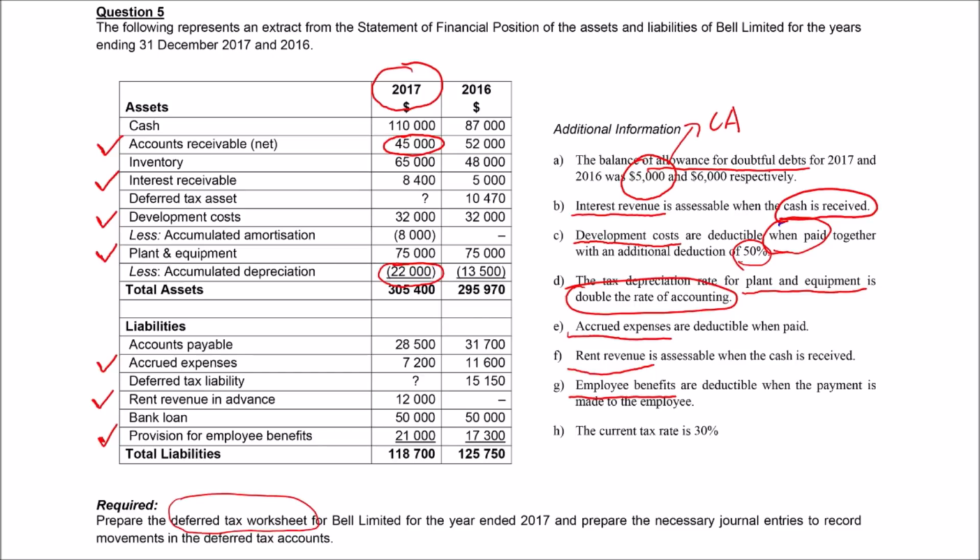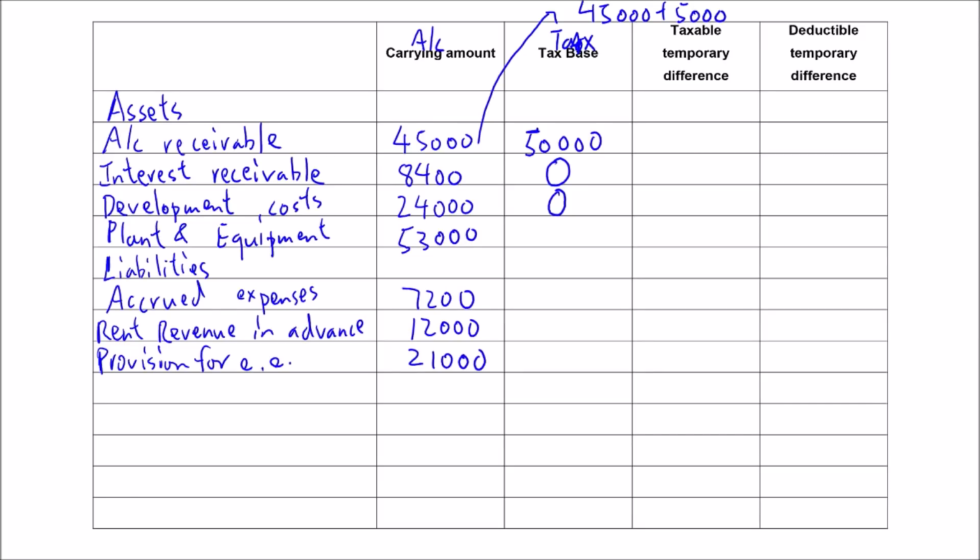So if you go back to the worksheet and try to work out the tax base of plant and equipment, you'll notice that the original cost is $75,000 and you want to minus double of $22,000, which is $44,000. As a result, the tax base for plant and equipment will be equal to $31,000. So that's how you work out the tax base of an individual asset.